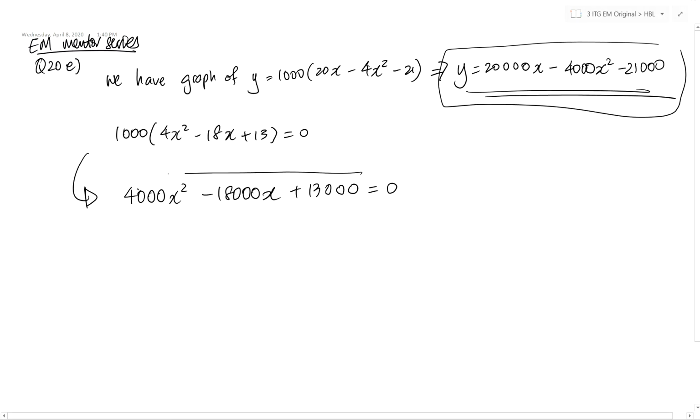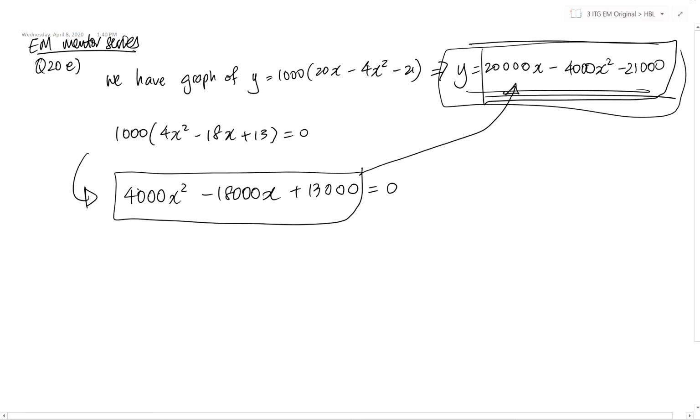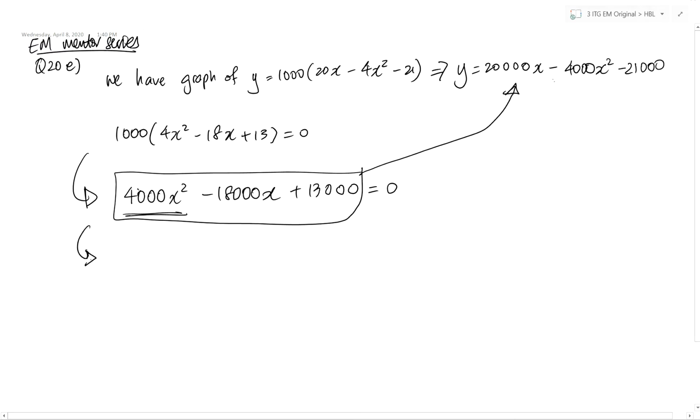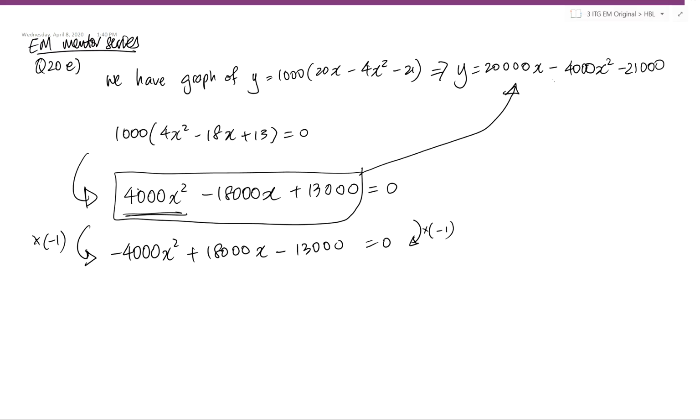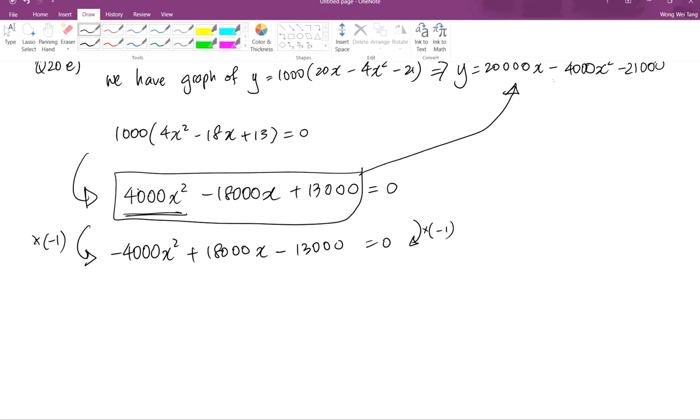So now we want to make the left hand side look like this. We currently have 4000 x squared. I need it to be negative 4000 x squared. Therefore, I am going to multiply by negative 1 on both sides. On the other side, it is still going to be 0. So now we arrive at negative 4000 x squared plus 18,000 x minus 13,000 equals 0. It's starting to look more like the right hand side of the graph that we have already plotted.